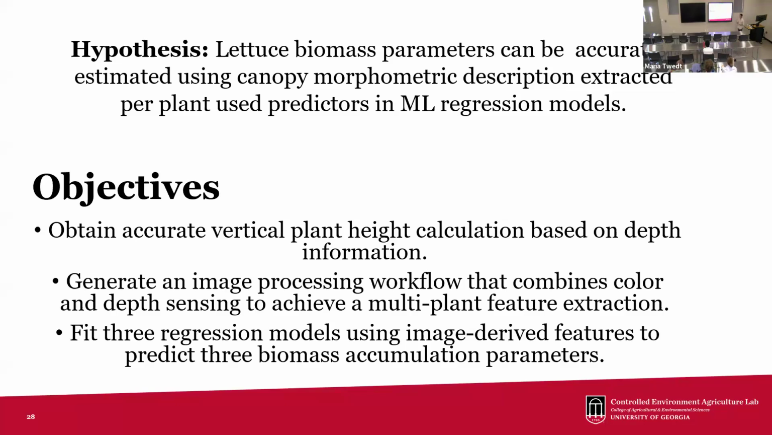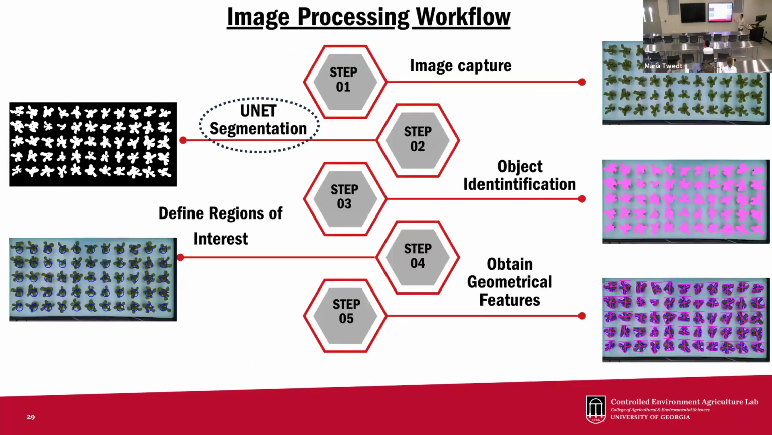Then we wanted to fit 3 different regression models using all the image-derived features that we got on the previous step to predict 3 different biomass accumulation parameters, mainly the fresh weight, leaf dry weight, and leaf area, what we are using in a CEA research laboratory.